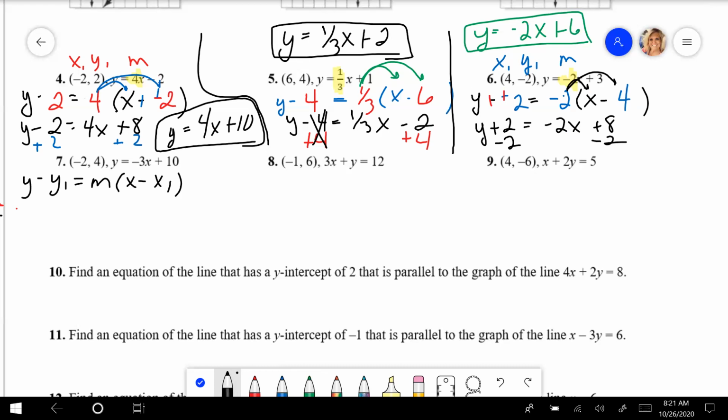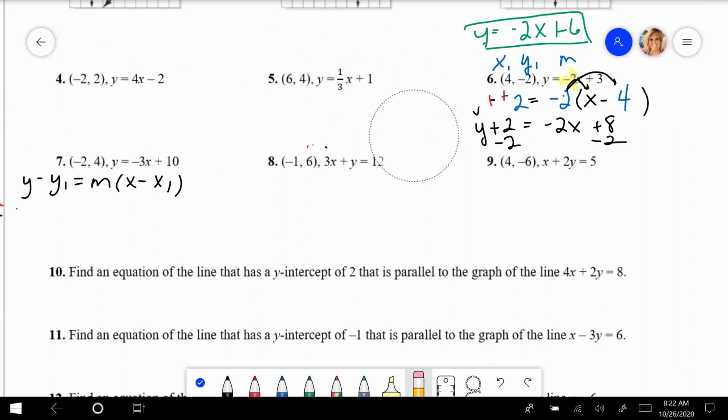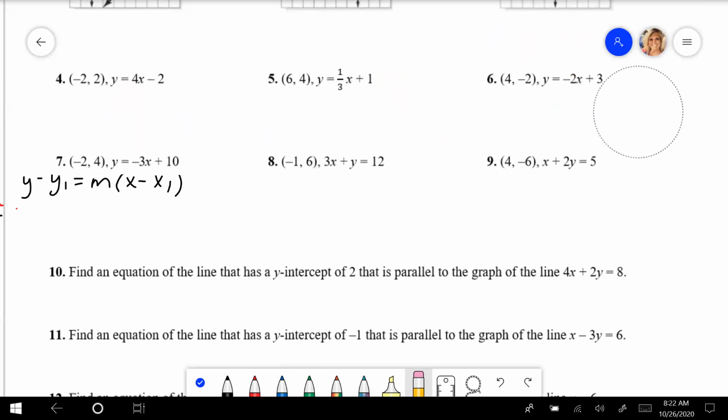Point slope form. All right, let me erase the ones above it. I've got x1 and y1. And then right here is my slope. So as I go to put that in, I'm going to erase this. There we go. Put -3 in there for my slope.